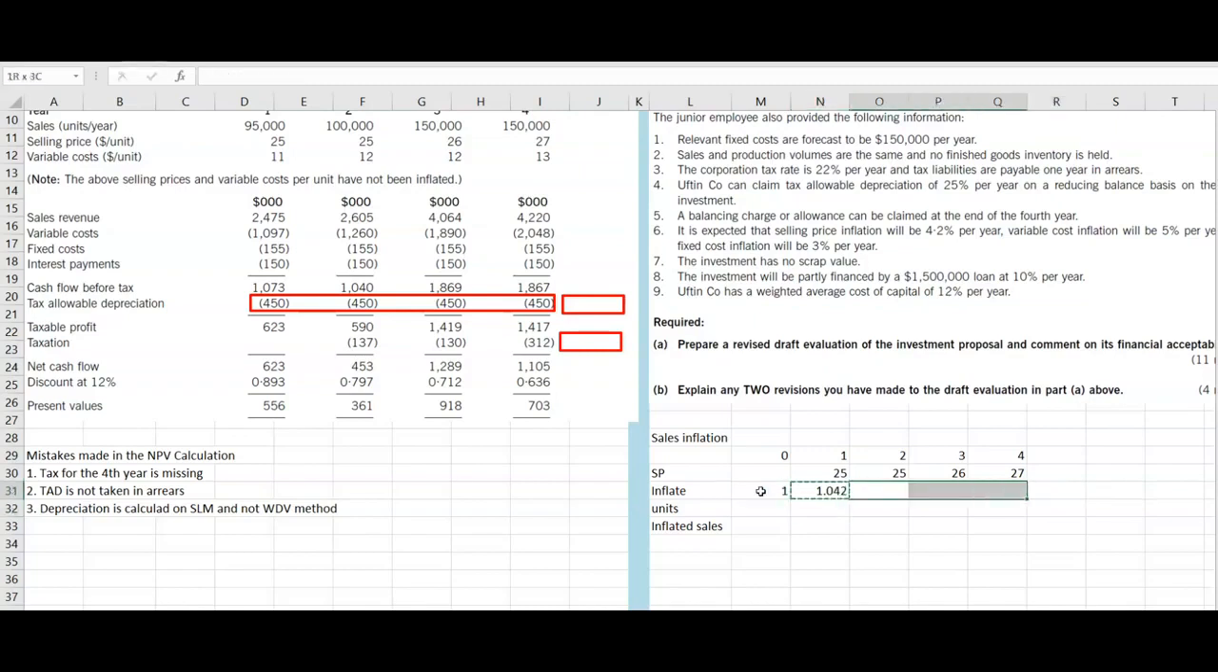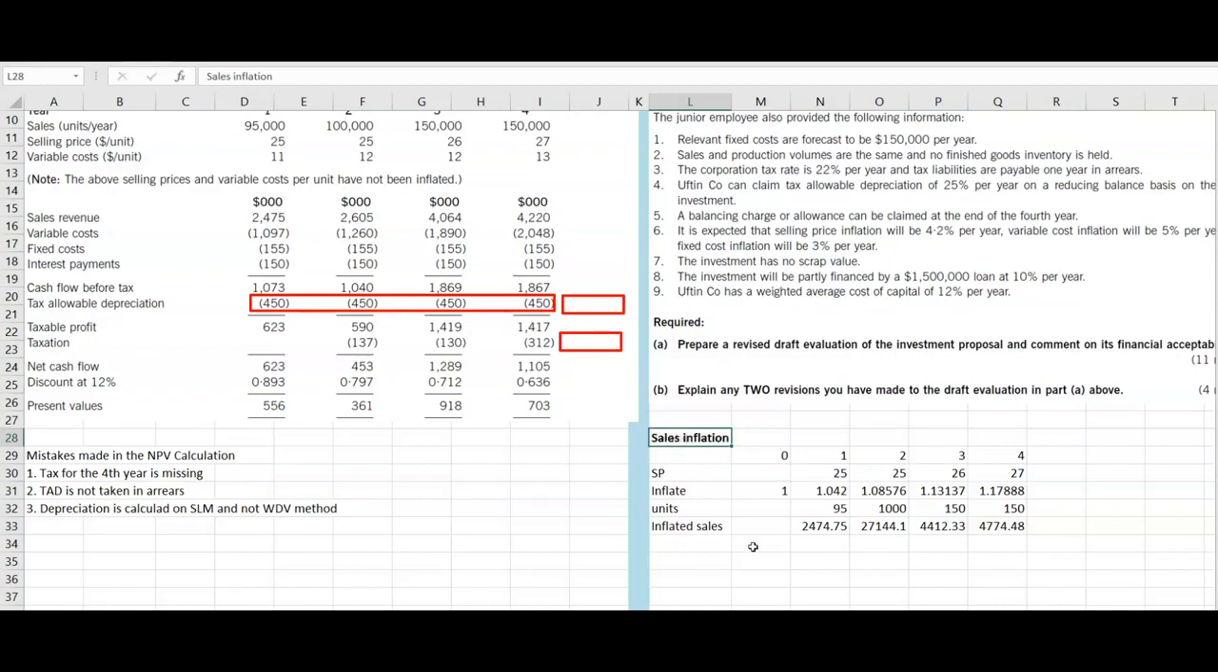So we can take it for all the 4 years. Our units are going to be 95,000, 1 lakh, 1 lakh 50, and 1 lakh 50. So when we multiply the selling price into the inflation into the units, it will give us the answer. We'll check whether these answers are correct.